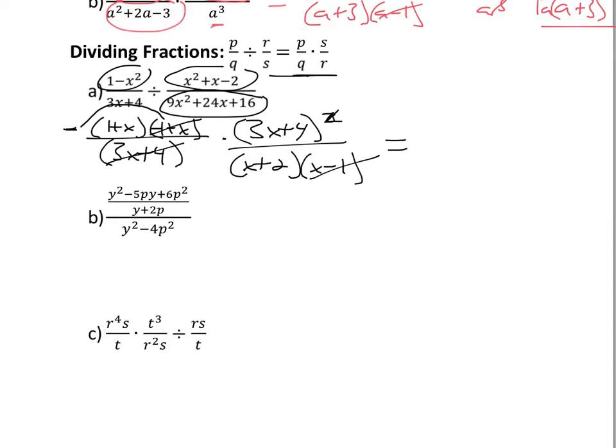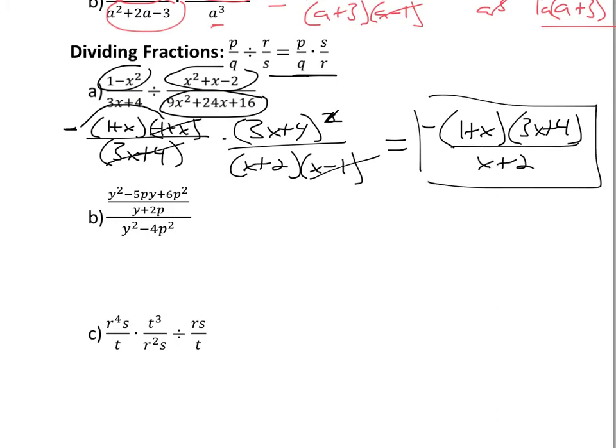Okay, so the answer when you multiply straight across is going to be negative 1 plus x, or x plus 1, either way is fine, times 3x plus 4 over x plus 2. And of course, you could expand that again if you needed to get your final answer.